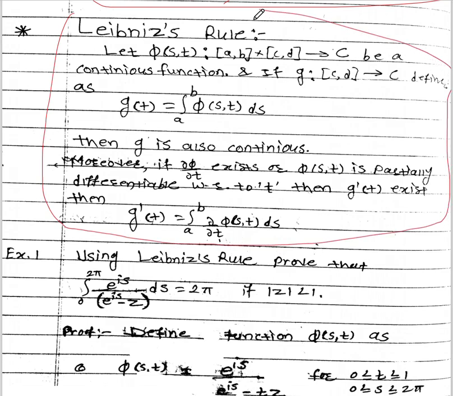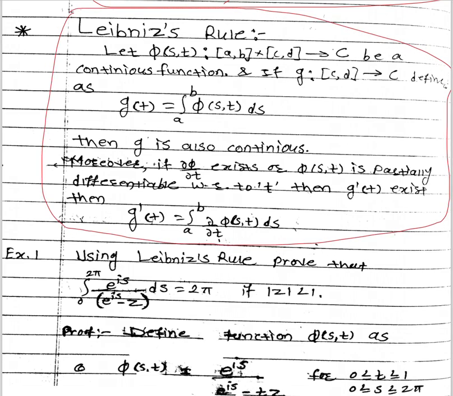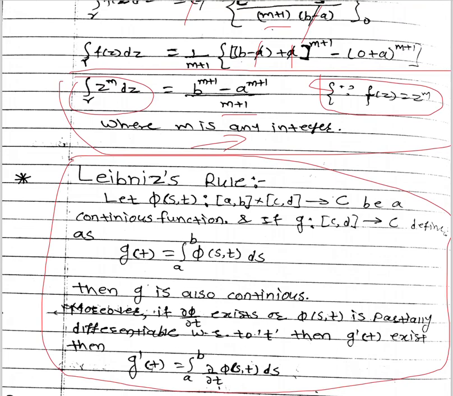We will use this Leibniz rule to solve the next problem. Okay. So you have to read this Leibniz rule. This is a very important result to solve the next problem. So in the next period we will see some problems on the Leibniz rule. Okay. So here we will stop. We will see the problems on the Leibniz rule in the next lecture.